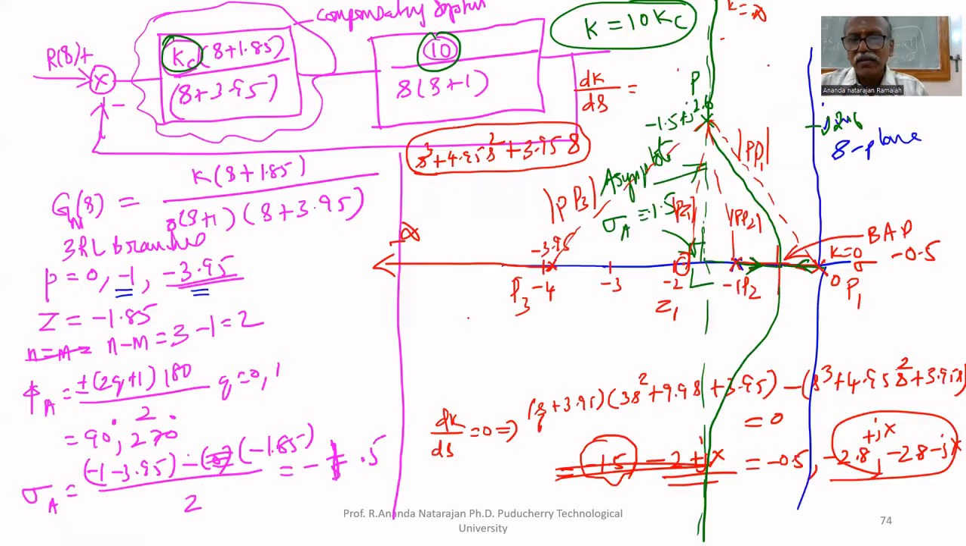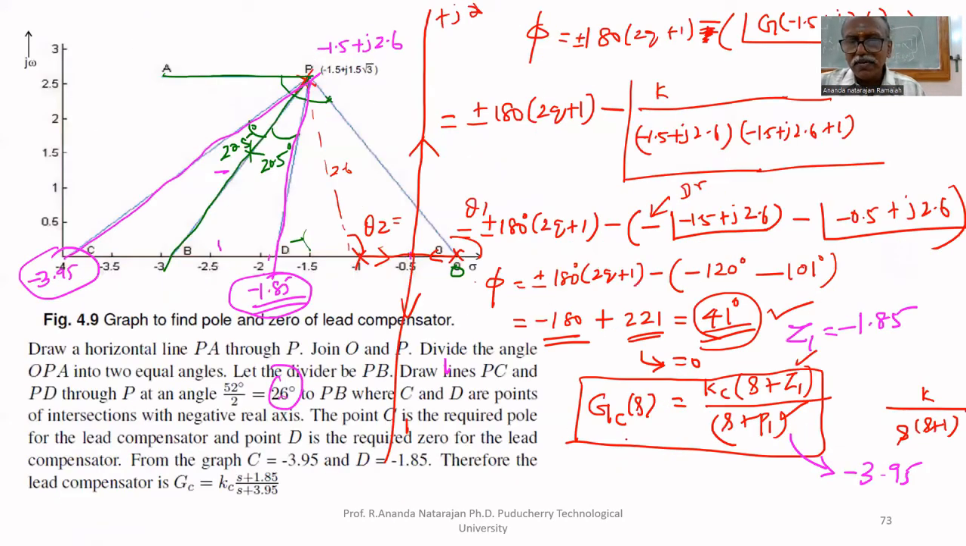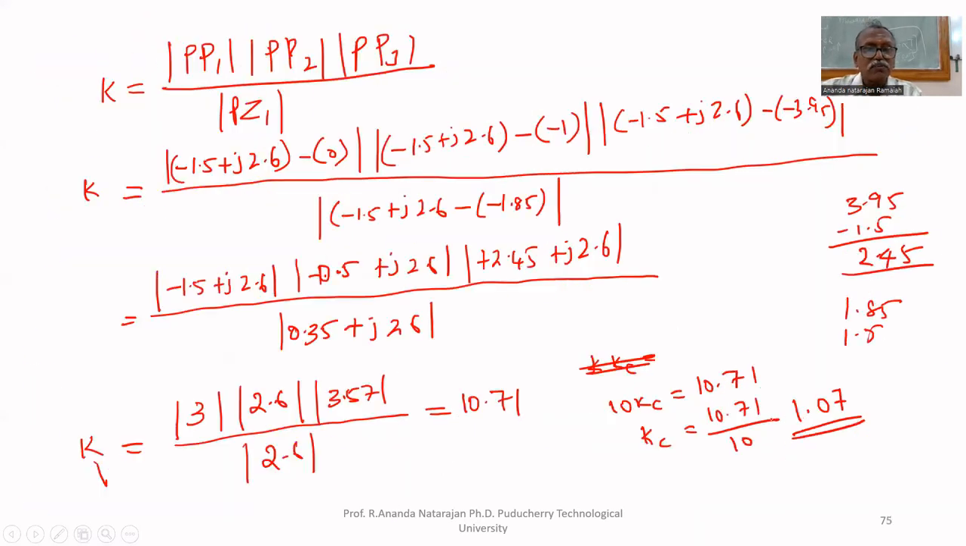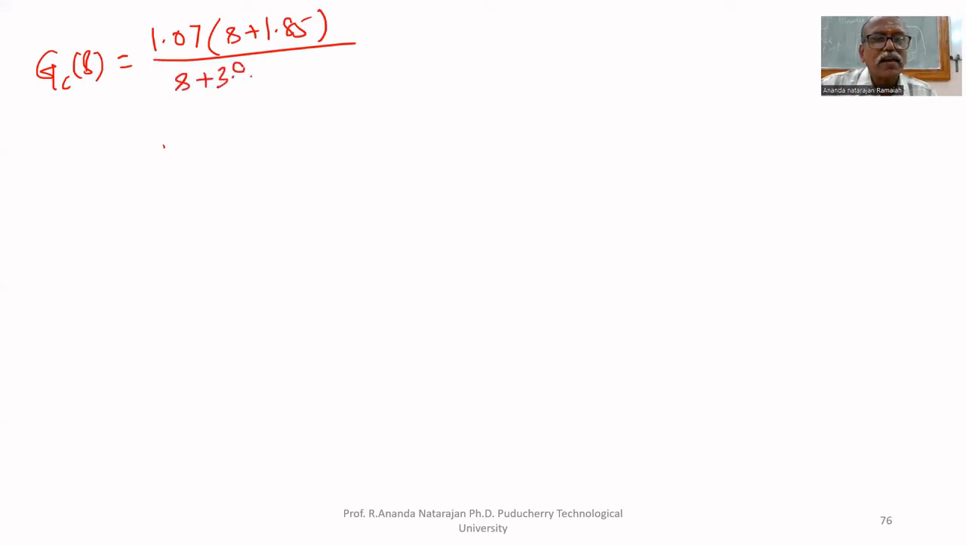Therefore, what is that compensatory system? We found Gc, the compensatory system, equals Kc multiplied by S plus Z1 divided by S plus P1. We did not know the value of Kc; that also we now found. Therefore, the compensatory system Gc of S equals Kc, which we found 1.07, multiplied by S plus 1.85 divided by S plus 3.95. That is the compensatory system.